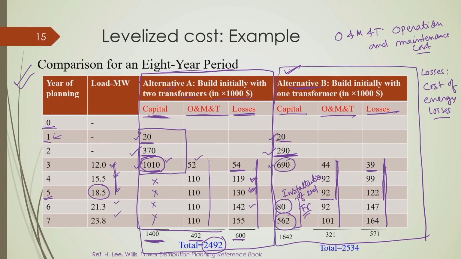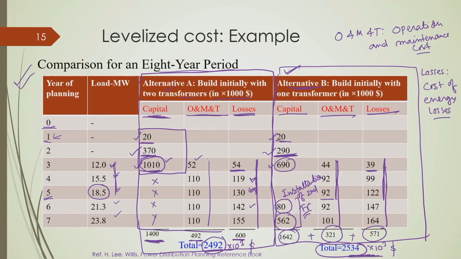Now, we do the same thing by adding up the capital investment cost, operation and maintenance cost, and cost of energy losses for alternative B. If you sum up all these three, this will make a total of 2534 multiplied by 10 to the power 3 dollars. So, this is also this much multiplied by 10 to the power 3 dollars. Now, if you compare this total planning cost and this total planning cost, apparently you can see that alternative B is much costlier in view of this particular total cost that we require.